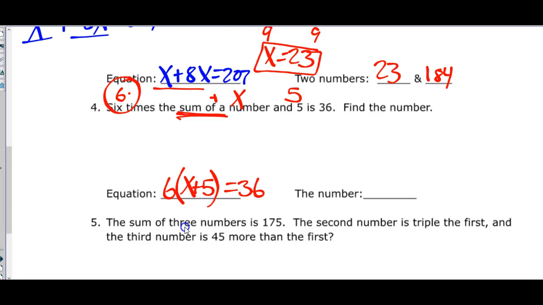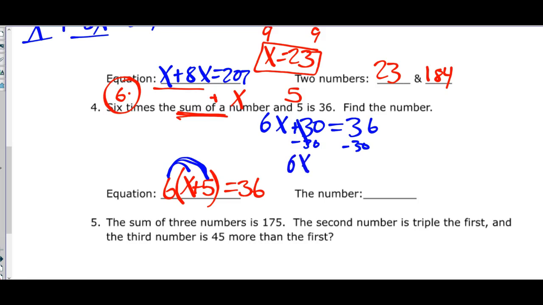To solve that, I have two options. I could get rid of the 6 by dividing by 6. That would probably be the easier way. I'm going to assume a lot of y'all will see distribution first, which is okay. I'll do it that way this time. 6x plus 30 equals 36. Minus 30 from both sides, and you get 6x equals 6, divided by 6, and x equals 1.